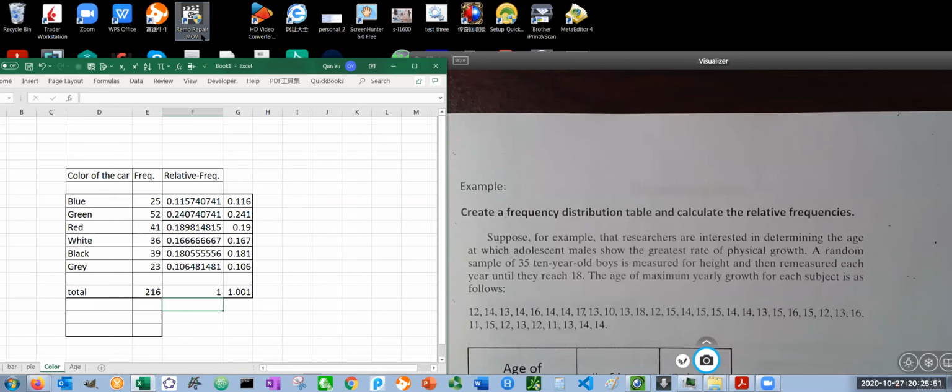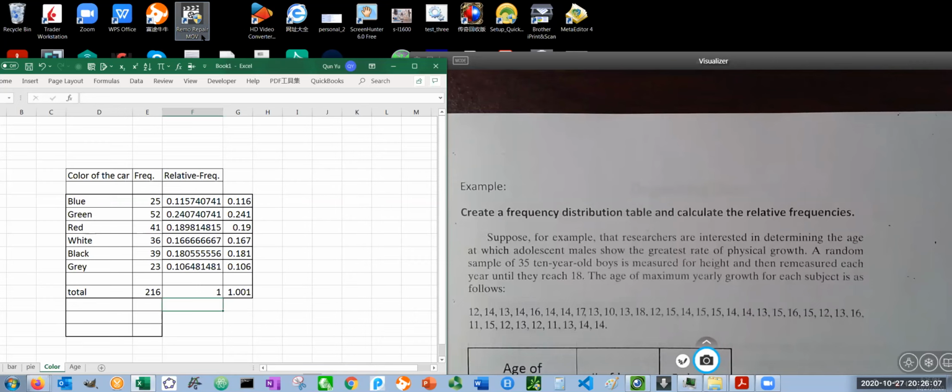Basically, it goes like this. You have 35 10-year-old boys, and you're going to measure their height each year. Say measure their height at 10 years old, at 11 years old, 12 years old, until they reach 18 years old. They do a measurement each year for each boy.